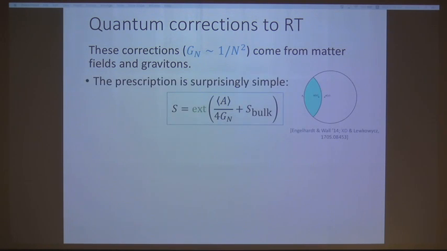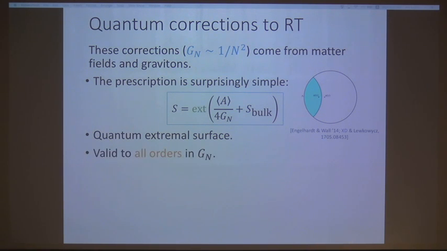The prescription for these quantum corrections turned out to be extremely simple. We first promote the area term to an expectation value. This is what we usually do when we compute quantum corrections: we have an area operator, and we calculate its expectation value in the bulk state. Then we also add a term which is the bulk entropy, and we extremize the sum. This defines a quantum version of the extremal surface known as the quantum extremal surface.